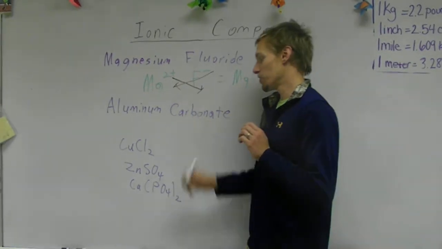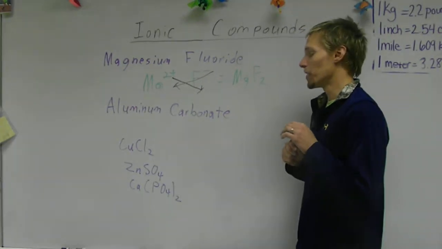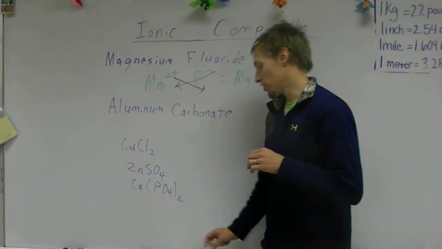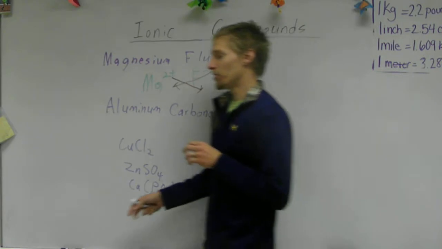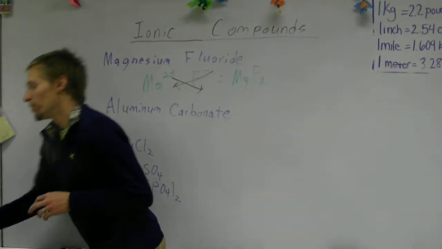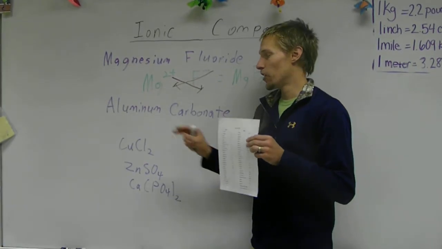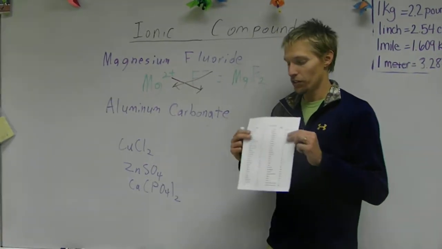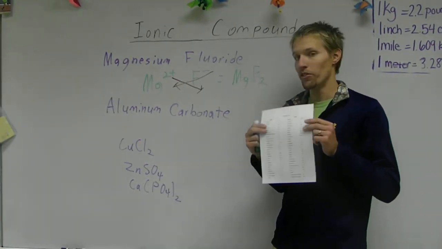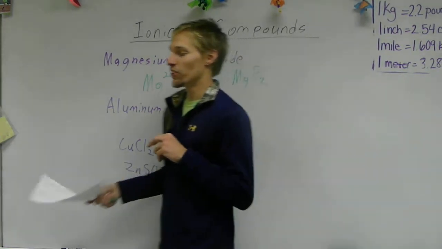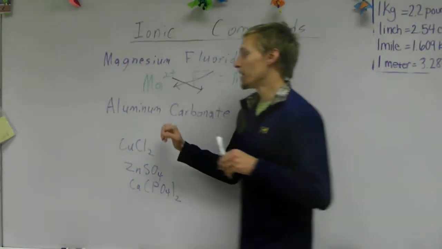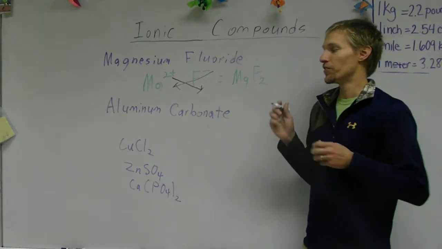Our second example deals with aluminum carbonate. Again, you would use your ion chart. You recognize that aluminum's a metal. You see on your periodic table it's a metal. So you pull out your ion chart. No prefixes again. Don't put prefixes on ionic compounds. And then you write your chemical formula using your ion chart.